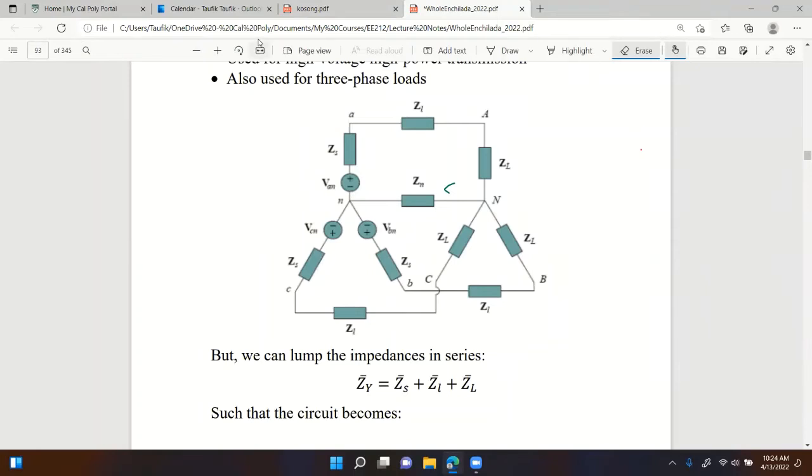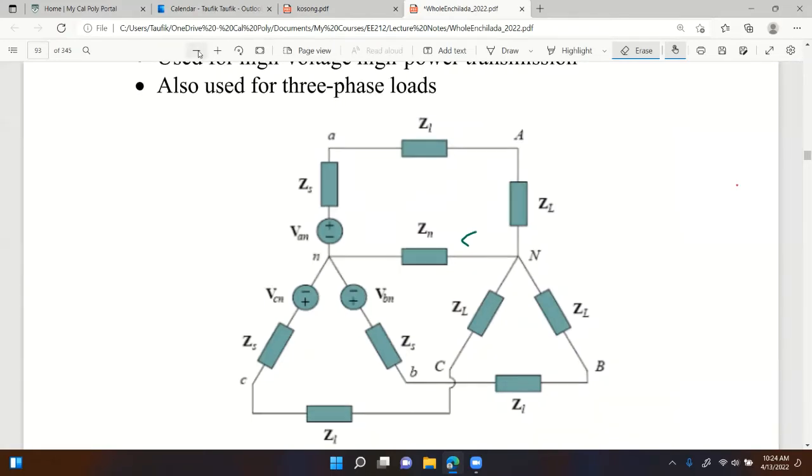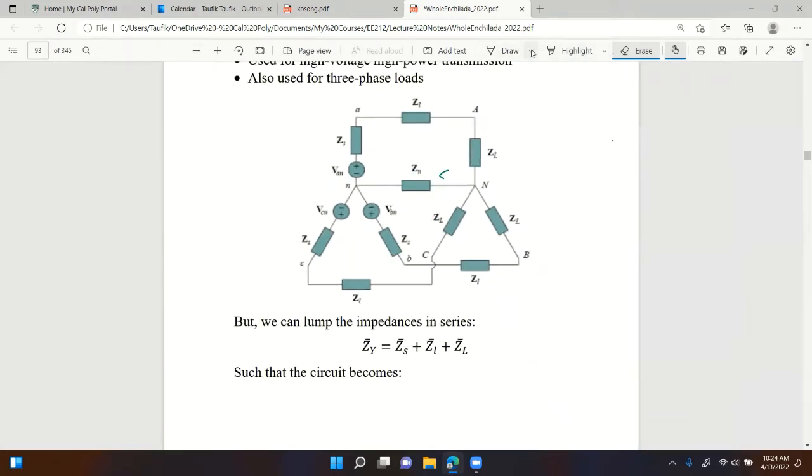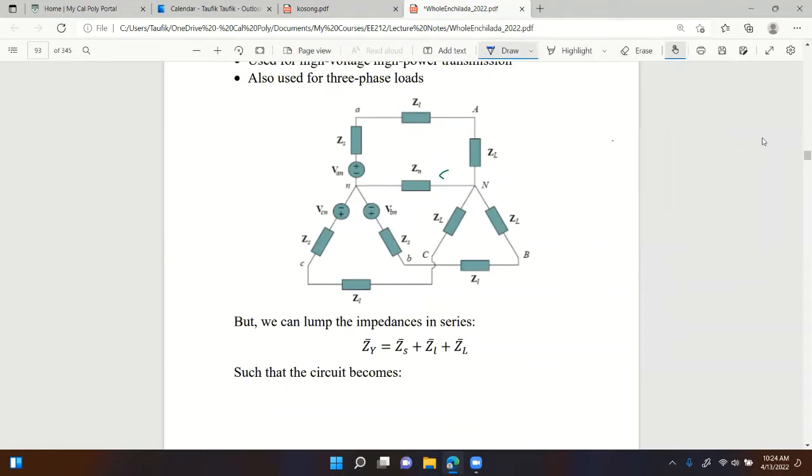And as I mentioned a few times already, in a balanced system, if you add them up, you get zero, right? Just like the voltage earlier, I showed that VA plus VB plus VC has to be equal to zero. The same way with current, IA plus IB plus IC must be equal to 0 amps.